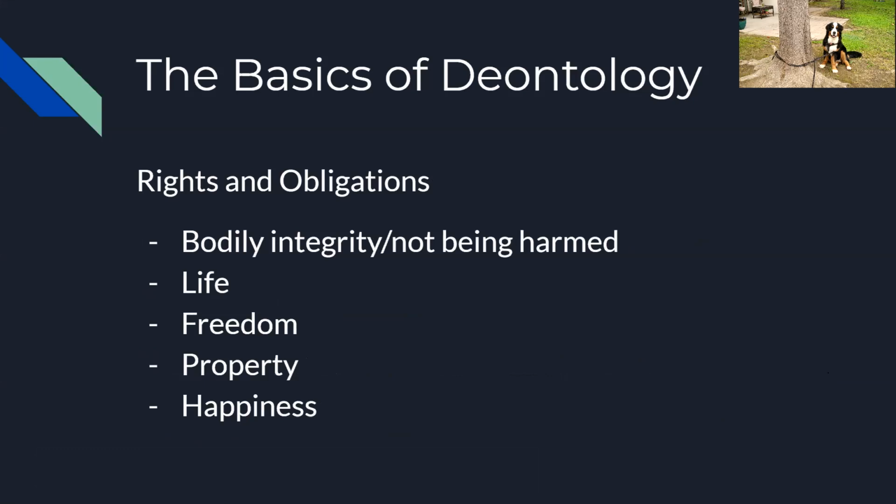and here are the sort of obvious ones. Bodily integrity: you have a right to your own bodily integrity, to not being harmed, to not being dismembered. You have a right to life. That means that other people have an obligation to not end your life. You have a right to freedom, which means other people have an obligation not to restrict your freedom of certain sorts. You have a right to, probably, private property. So that means that other people have an obligation not to steal from you.